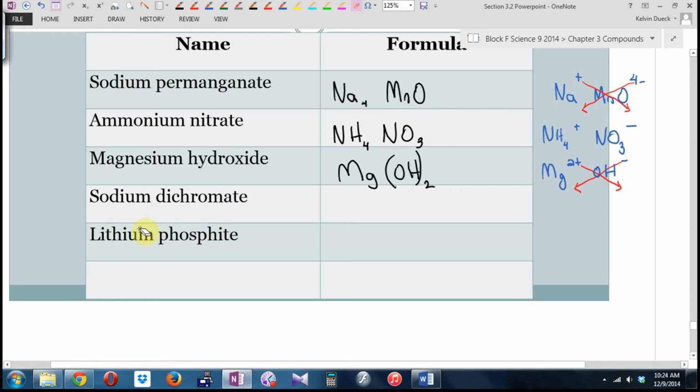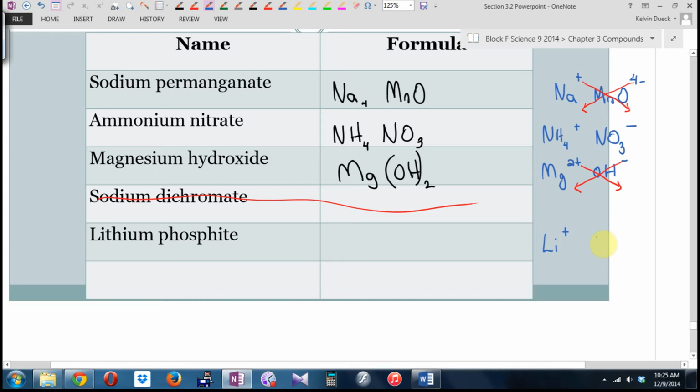Let's skip sodium dichromate. It's cool, but let's do lithium phosphite, the last one. Lithium, I know, is Li, with a charge of plus. And phosphite, I always have to be careful. Did it say phosphide? Is it IDE? If it was IDE, I would just use the phosphorus from the front because it'd be the IDE rule. It's an ITE, and you have to spot that. I hate the names, but I can't change that.